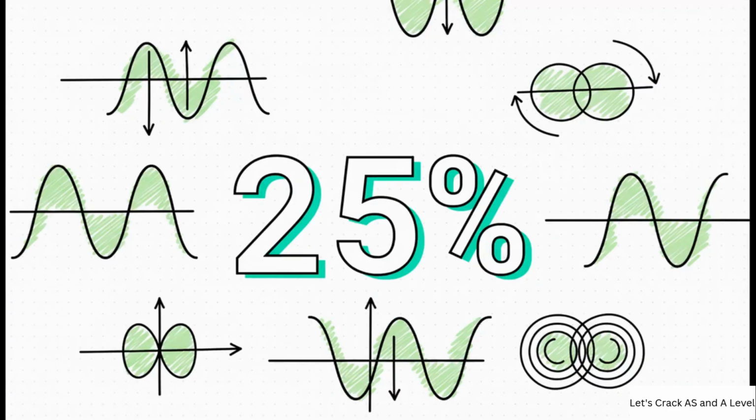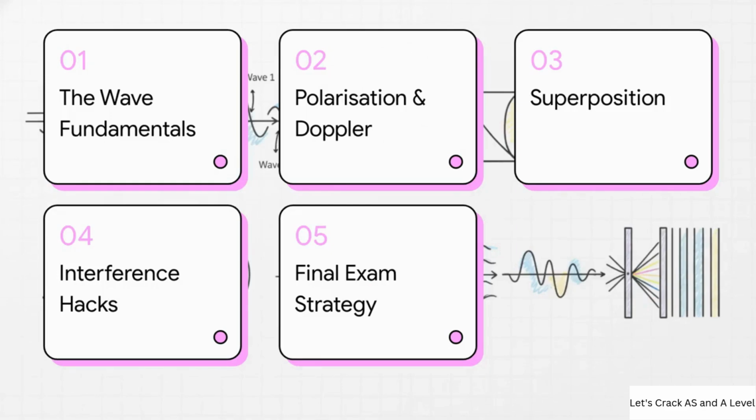So, why are we zeroing in on this? Well, because waves and superposition consistently make up about 25% of your paper 1 marks. That's a massive chunk, usually sitting right there in questions 21 through 30. The stakes are high, for sure, but the great news is that these questions are surprisingly predictable, if you know what to look for. So here's our game plan.